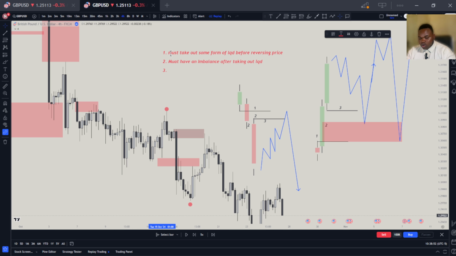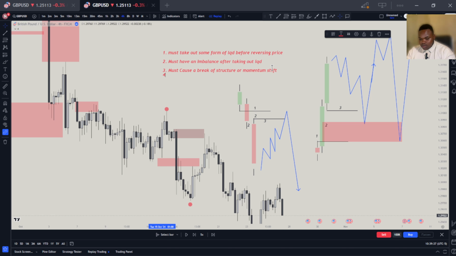The third most important thing: it must cause a break of structure or momentum shifts. Okay, must cause a break of structure or momentum shifts.